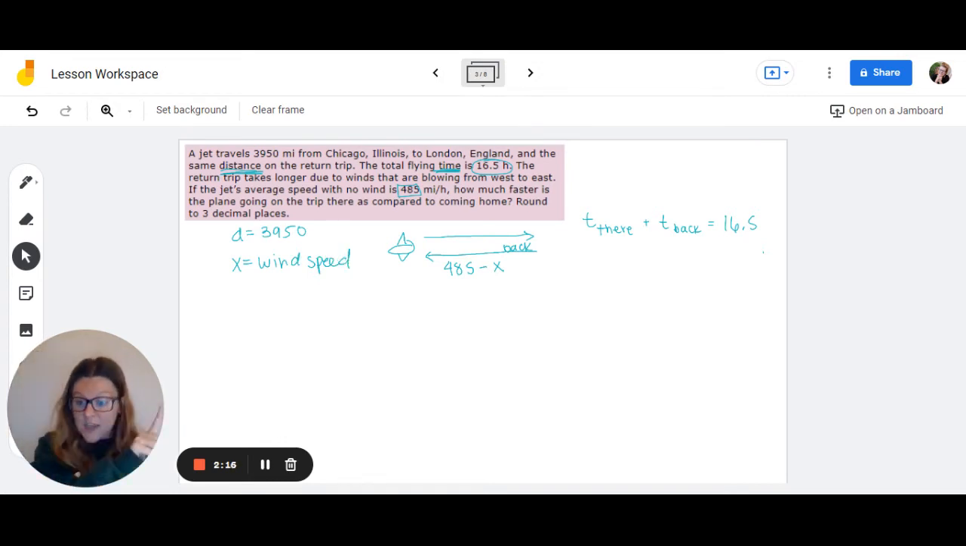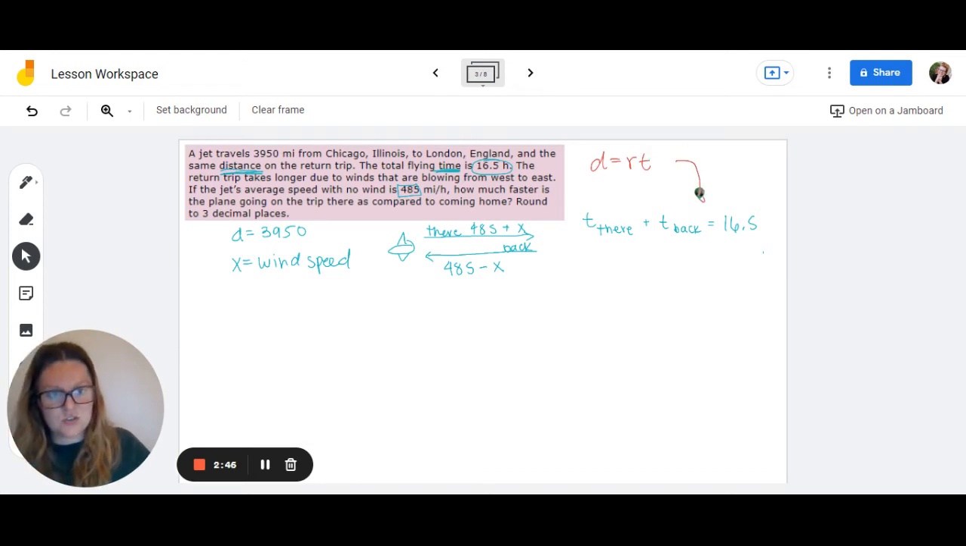If the wind is blowing this way, then on the way there I'm going to be going with the wind, so I'm going to have a faster rate. On the way there, I'm like, hey, thanks, bud. I have 485 miles an hour plus however fast that wind is pushing me. Those are our two rates. And I'm talking about distance, talking about time, and I'm like, oh, I have a formula. My formula is distance is equal to rate times time.